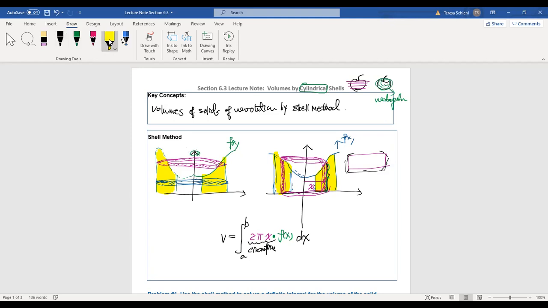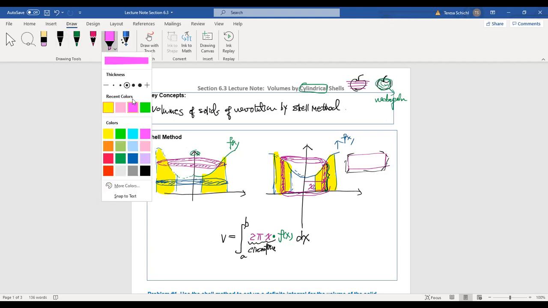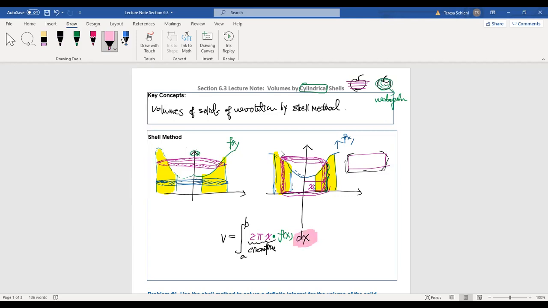One thing we need to be very careful about: in this example, I am rotating around the y-axis, and because you use the shell method, it's different from the disk method. When we talked about the disk method, if you're rotating around the y, you integrate with respect to y. Now it's the opposite: if you rotate around the y, you integrate with respect to x.